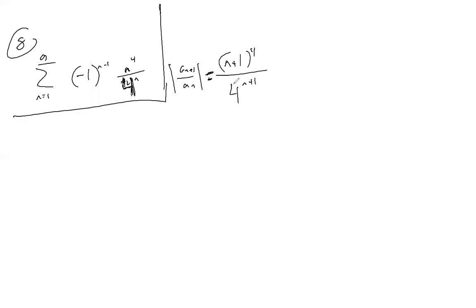Okay, so I'm dividing by a sub n, which is the same as multiplying by the reciprocal. So that would be 4 to the n over n to the fourth. And then I'm simplifying. 4 to the n over 4 to the n plus 1 is 1 over 4, times n plus 1 to the fourth over n to the fourth. So this is my a sub n plus 1 over a sub n. And now I want to take the limit of that.